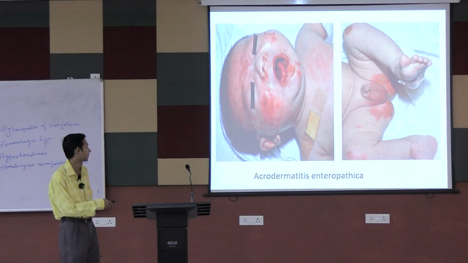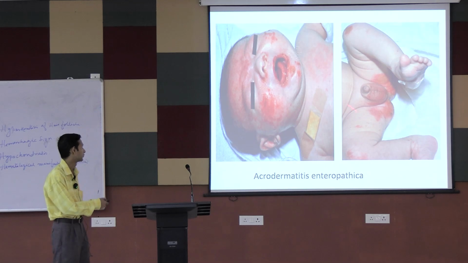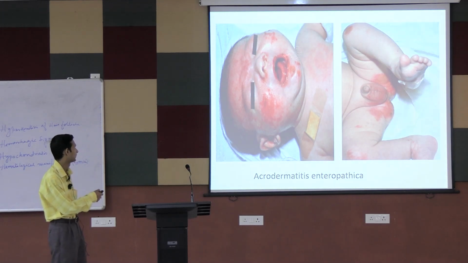This is a picture of acrodermatitis enteropathica in a small child, that is the periorificial dermatitis. Here you will see the erosion of the mucosa, and also the involvement of the genitalia and the groin.